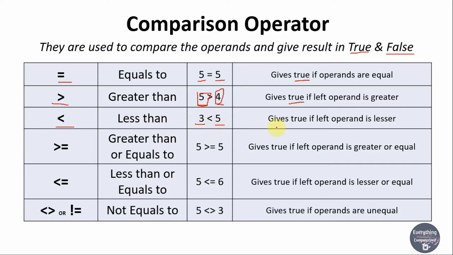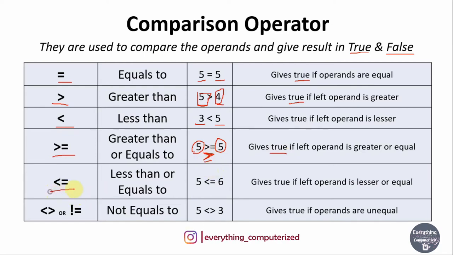The fourth one is the greater than or equals to operator. It checks whether the first operand is greater than the second operand or equal to the second operand. If the first operand is always greater or equal to the second operand, then this expression is going to return true. Like 5 greater than or equal to 5 is always true because both the operands are the same. Also, if the first operand is greater than the second operand, then this statement would be true, and if the second operand is greater than the first operand, then this will return false.